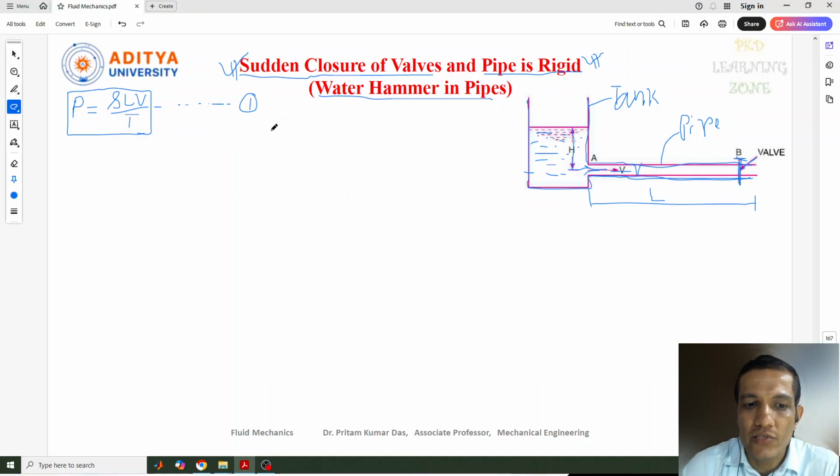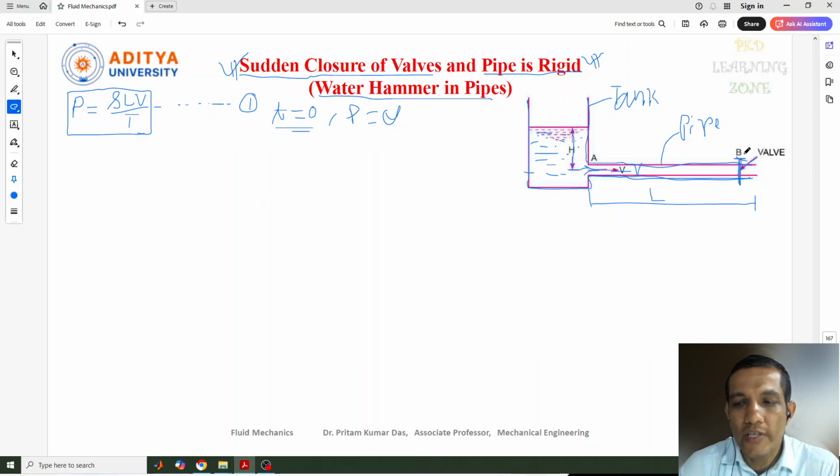But when T is 0, the time taken is 0, what about this value? The pressure is going to be infinite as per our formula. Why have I taken T as 0? Because we are going to close the valve suddenly, not gradually. Gradually means it will take some time, T equal to 10 seconds, 20 seconds, 15 seconds, different timings based on your performance and speed. When T equals 0, we are closing the valve immediately, without any fraction of a second.